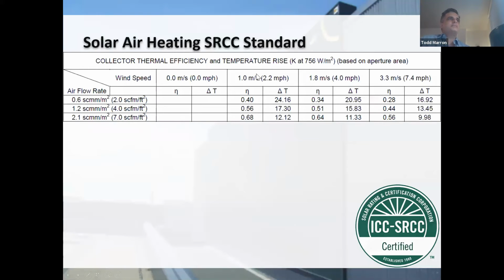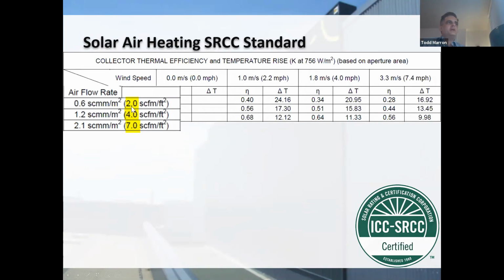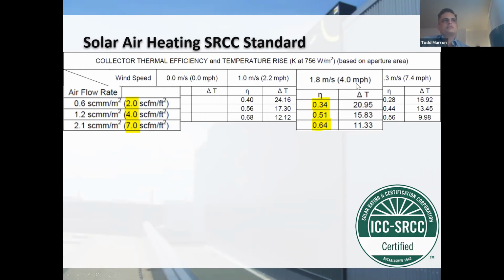And then, if you kind of zoom in here, you'll see 2 CFM per square foot, 4 CFM per square foot, 7 CFM per square foot. These are the test standards. We've got the different wind speeds. So if we focus on the center column, medium wind, you'll see there's an efficiency rating right there. So this is the efficiency of the solar wall system.